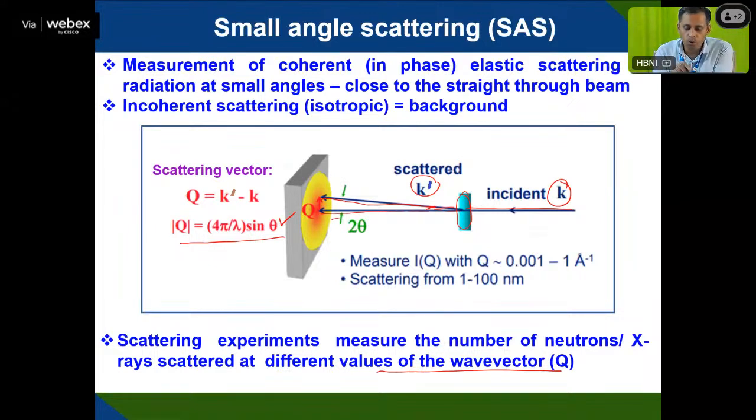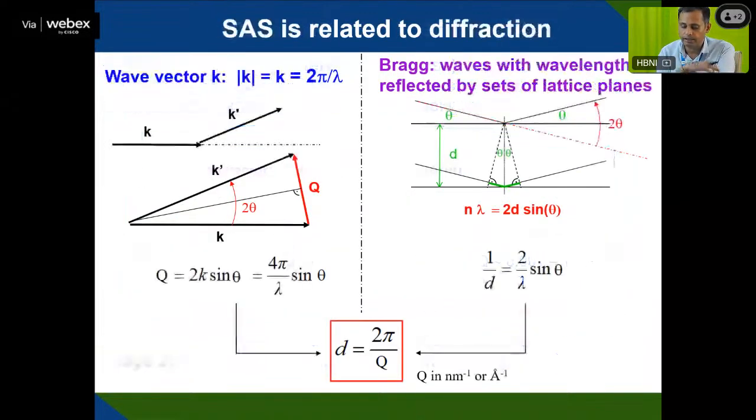So mainly it uses coherent, in-phase elastic scattering of radiation at very small angle, close to the straight-through beam. You can see the angle here is very, very small, from 0 to 10 degrees. So it's mostly below 10 degrees that is used in small angle scattering techniques. Incoherent scattering also occurs here, and that will give you a background, whereas the coherent scattering mainly gives you the information about the shape and size.